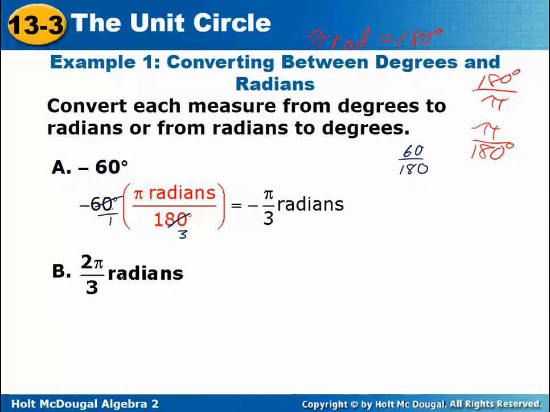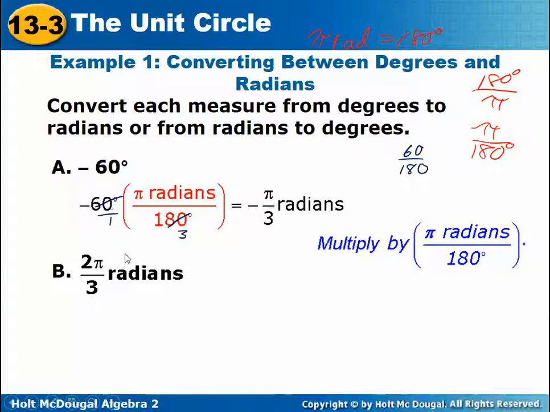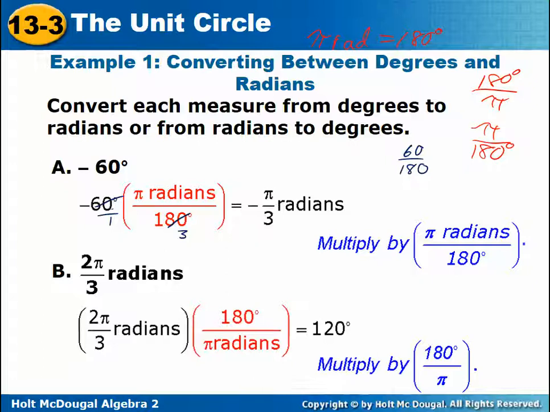The second one is already in radians, so we want to convert that to degrees. So for our second one, we're going to multiply by 180 over pi. So we write down, and you don't have to write radians every time. If I was doing this, I would just write 2 pi over 3 times 180 over pi.